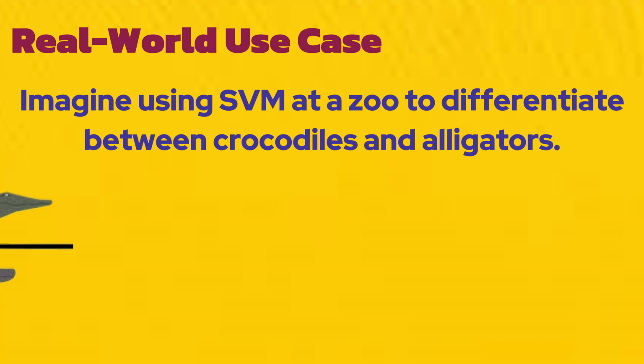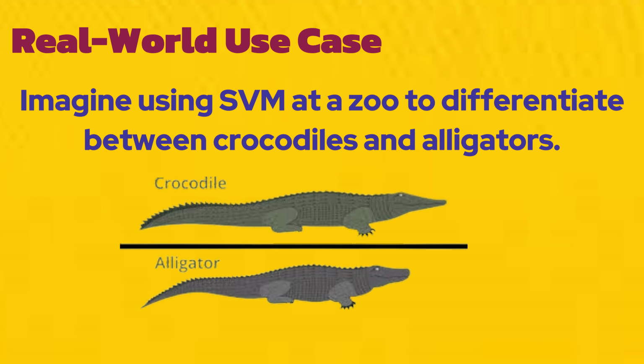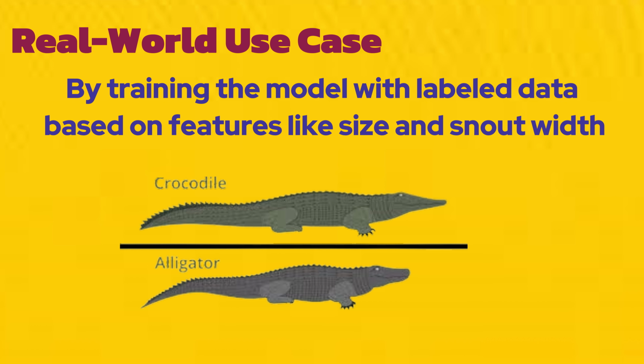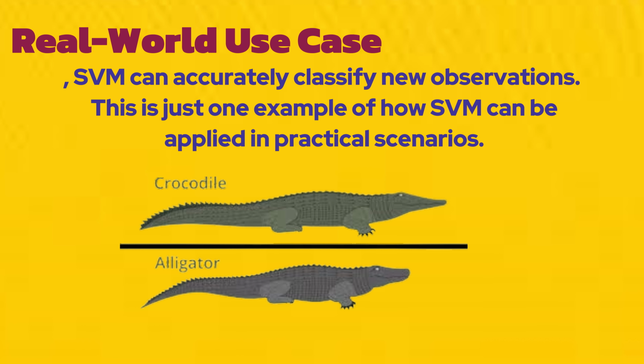Real-world case. Imagine using SVM at a zoo to differentiate between crocodiles and alligators. By training the model with labeled data based on features like size and snout width, SVM can accurately classify new observations. This is just one example of how SVM can be applied in practical scenarios.